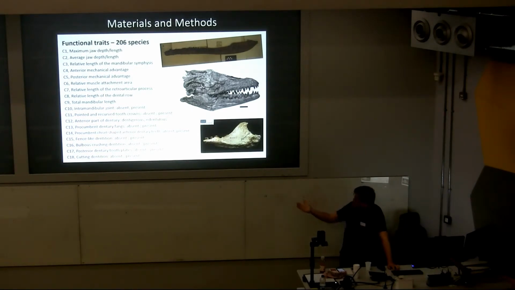There's no need to read all of this, but that's just a brief overview of the type of characters that I measured. They range from things like mechanical advantage, to depth ratios, the relative area of the jaw that was occupied by teeth. And then I scored a number of primarily dental characters because they're particularly hard to quantify using continuous measurements.